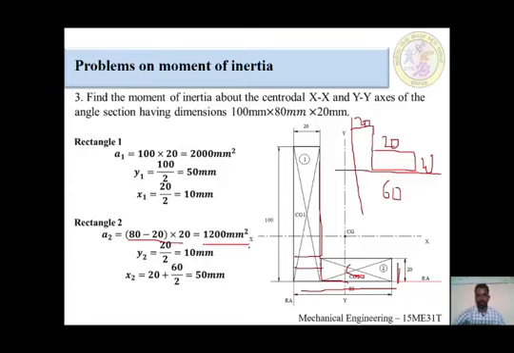So 60 into 20 gives 1200 millimeter square area. How to find y2? We take the horizontal reference, go vertical. From here to half of the component is 20 divided by 2, which is equal to 10 millimeter. After that, for x2, here is the reference. From here to here we go 20 millimeter, then half of the component 60 divided by 2. So 20 plus 60 divided by 2 is equal to 50 millimeter. After calculating A1, y1, x1, A2, y2, x2, we put these values in for finding x bar and y bar.